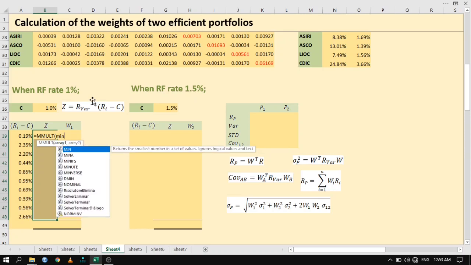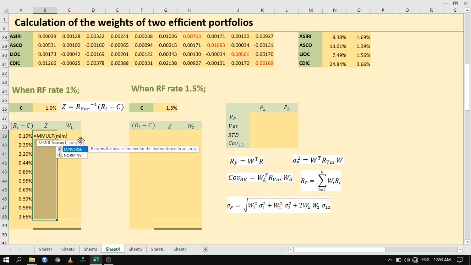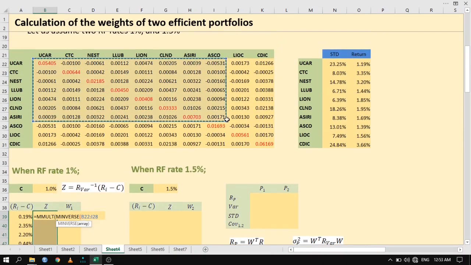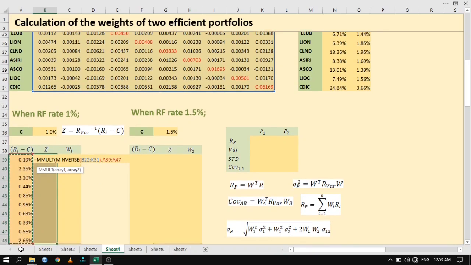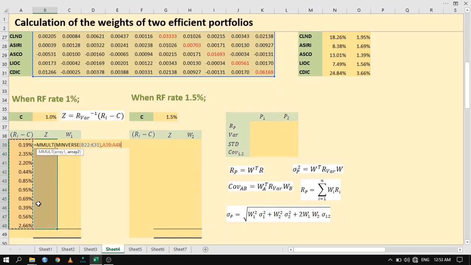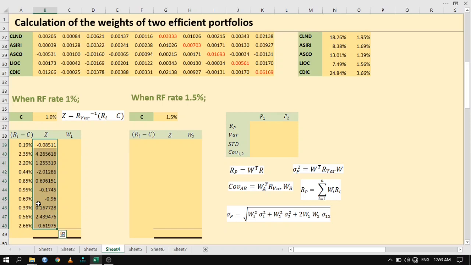MINVERSE, matrix inverse. So I'm going to take the inverse of this particular matrix, right, multiply it by this particular vector R minus C, right, close the bracket and control shift enter. So you get these values, then it is very easy for us to calculate the weights. All you have to do is get the summation of all the z values.